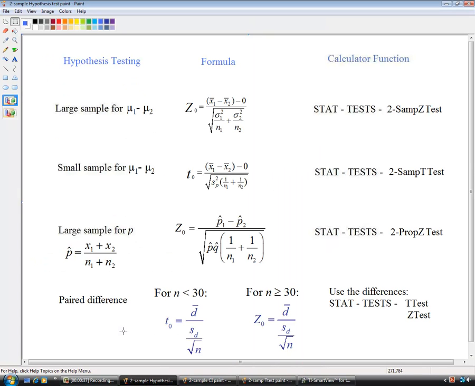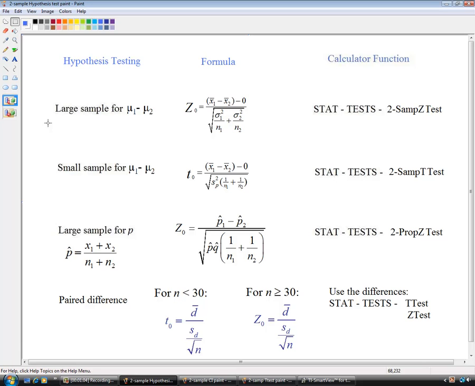Now, trying to determine what test to run for the hypothesis test, there's three different possibilities when we're dealing with means. Large sample from mu1 minus mu2, small sample, and paired difference. Now, paired difference is only indicative if we have dependent data. We don't have any indication of that, so we have to assume that they're independent.